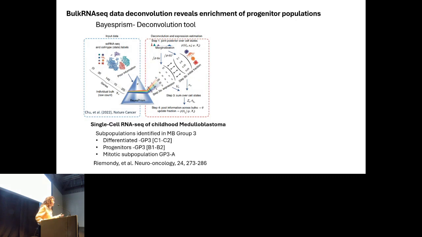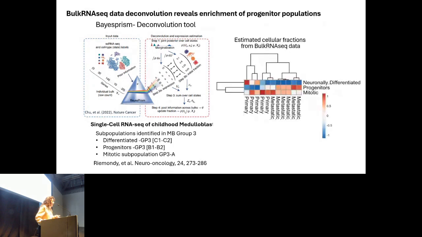And what we did, we use as a reference this famous data set of single cell of medulloblastoma. In this paper, they identified 3 main populations. So one population that is mitotic, another population that is neuronally differentiated, and a third that is called progenitors population. So what we identify using the deconvolution is that the metastatic samples seem to have an enrichment in terms of the progenitors population. And that's very interesting because the progenitors population, if you read that paper, will match with the phenotype of the transcriptome that we were seeing earlier.